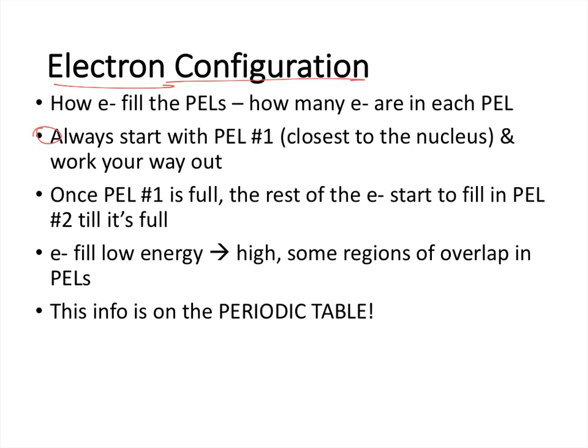You're always going to start close to the nucleus where the lower energy would be and work your way out. Once the first PEL fills up, if there's leftover electrons, they get dumped into the second PEL. If there's still more electrons left over, they get dumped into the third PEL, etc. Once you get into some larger elements, the PELs start to overlap a little bit, but I will explain that to you in class. The information for general basic electron configurations is on your periodic table. So it's given to you in the key on your periodic table, so have that handy.